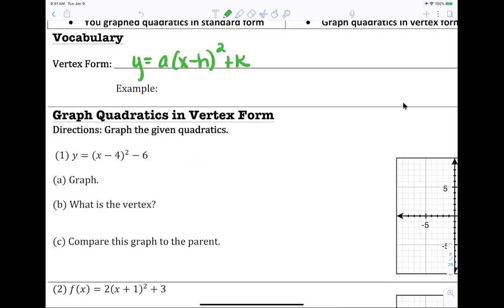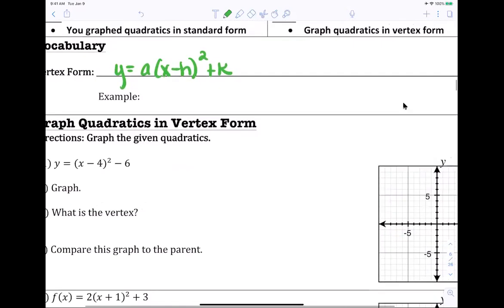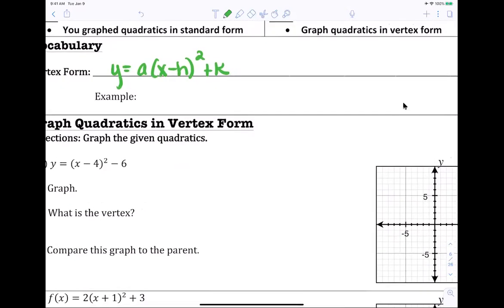Very similar to what we used when we graphed absolute value equations. So when we graph absolute value equations, the h and the k stand for the vertex. And that's actually no different for quadratics. Even though it's a different type of function, the pieces of the equation still match up very similarly. So in this case, (h, k) is the vertex.